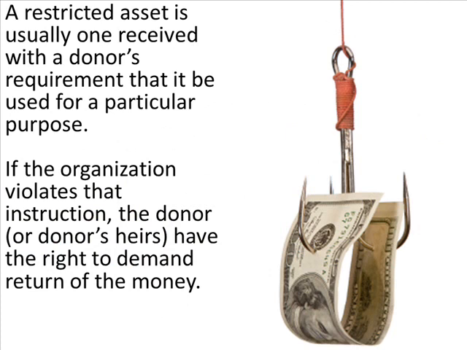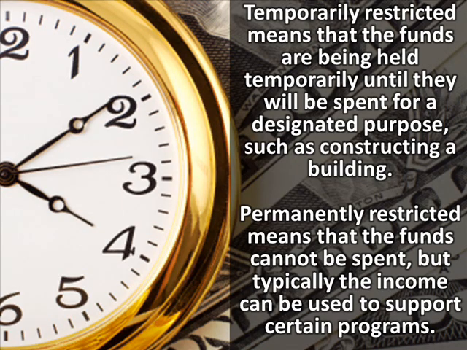A restricted asset is usually one received from a donor with the donor's requirement that it be used for a particular purpose. If the organization violates that instruction, the donor or the donor's heirs have the right to demand the return of the money. Temporarily restricted means that the funds are being held temporarily until they will be spent for a designated purpose, such as constructing a building. Permanently restricted funds are funds that cannot be spent, but typically the income can be used to support certain programs, such as an endowment fund.